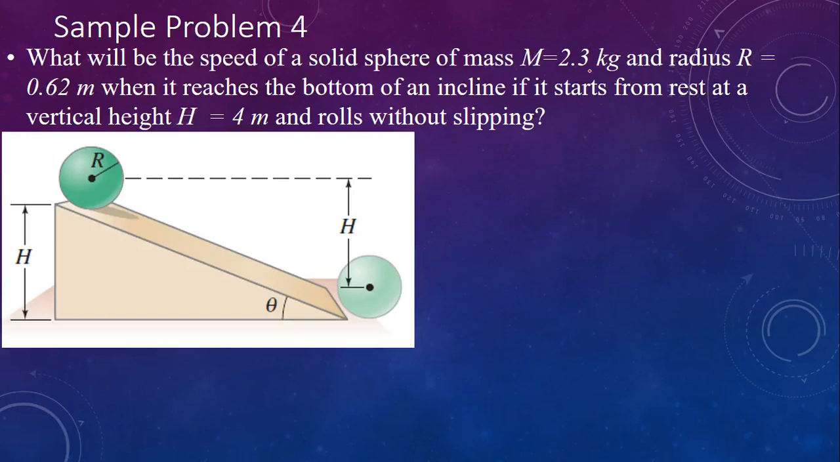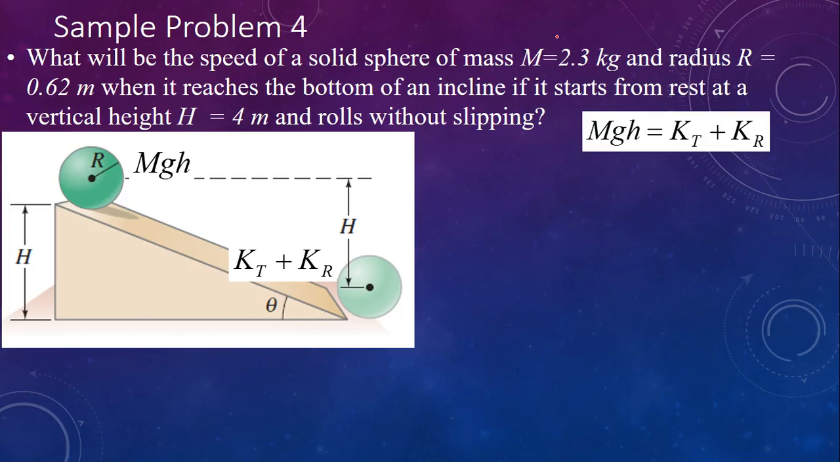Sample problem 4. What will be the speed of a solid sphere of mass m equals 2.3 kilograms and radius r equals 0.62 meters when it reaches the bottom of an incline if it starts from rest at a vertical height h equals 4 meters and rolls without slipping? So here it's just a simple case of the gravitational potential energy becoming kinetic energy, but this time we have two types of kinetic energy.